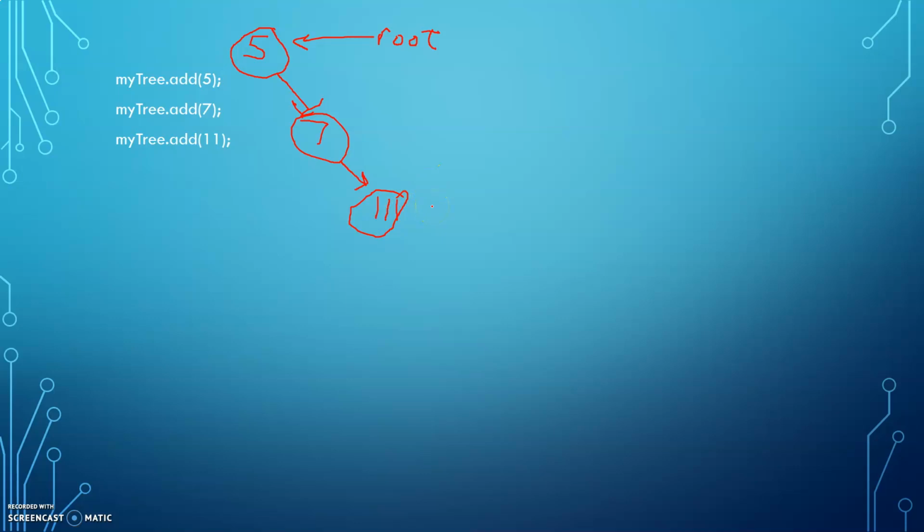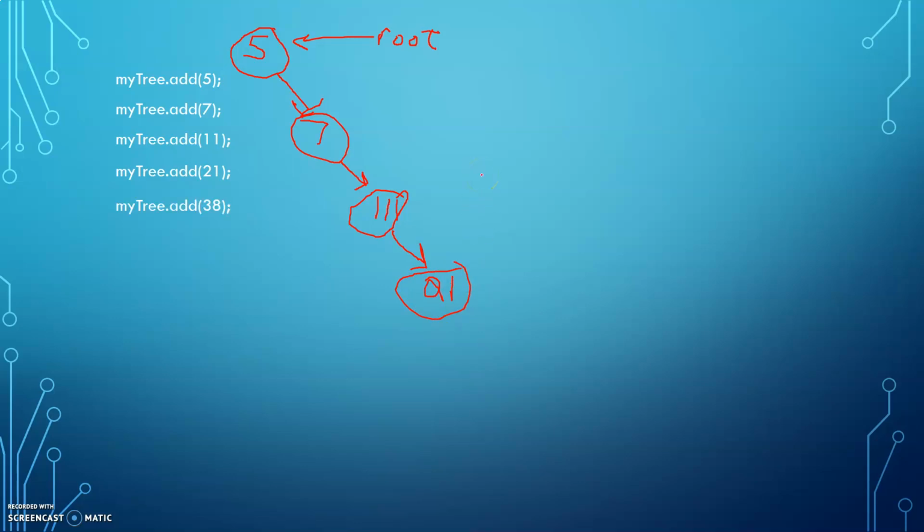Okay, so then the next add that's done is 21. So we start at the root. Is 21 less than 5? No, it isn't. It's greater. So we go to the right. Is 21 less than 7? It's not, so we look to the right. We move to the right. Is 21 less than 11? It's not, so we look to the right. There's nothing to the right, so a new link is created to the right-hand side. 21 is now to the right of 11.